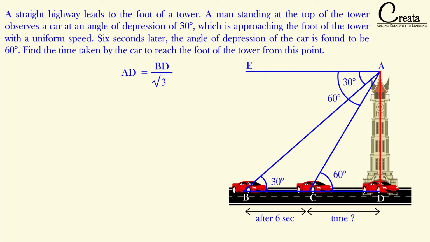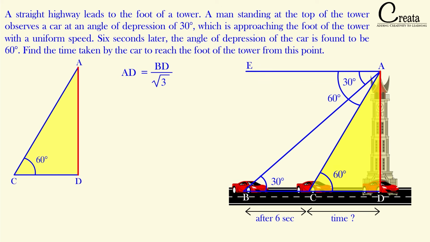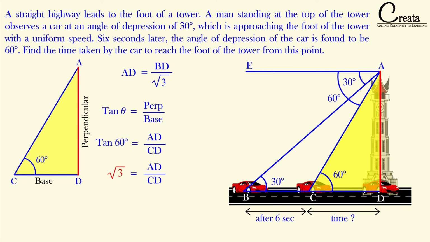Further, let's also find the value of AD from the second triangle, that is from the triangle ACD. Here AD is the perpendicular and CD is the base. So again tan theta will be applicable, that is perpendicular upon base. Tan 60 degrees is equal to AD upon CD. And what is the value of tan 60 degrees? You know, it is root 3. So let's solve for AD. We got AD as CD root 3.